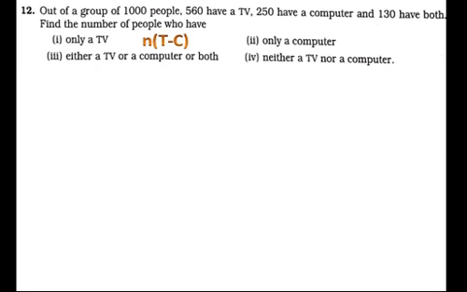Remember, if we take the sets to be T and C respectively for TV and computer, only a TV means T minus C. That means only the elements of television which are not there for the people who have computers. Only a computer, similarly, will be the cardinal number of C minus T, meaning the people who have computers but not television, so the set of television will be excluded from it.